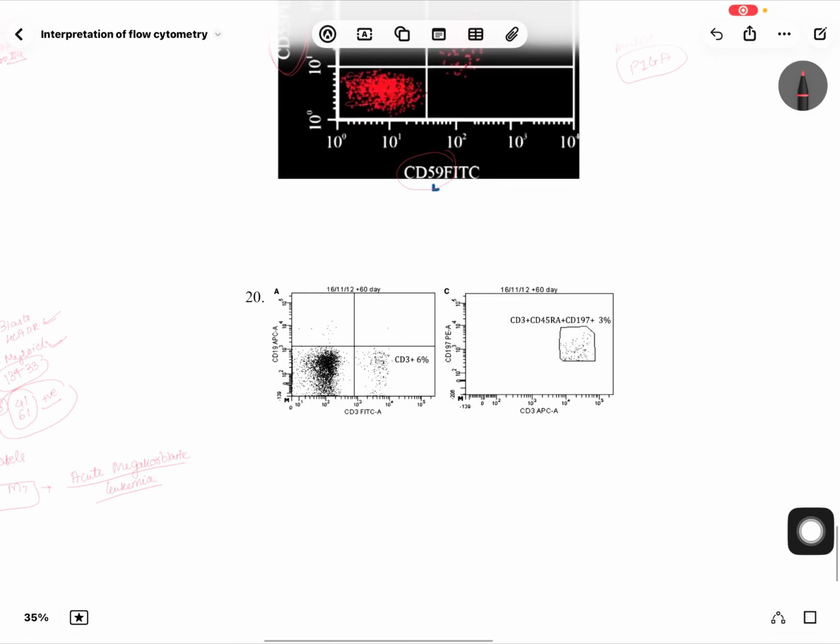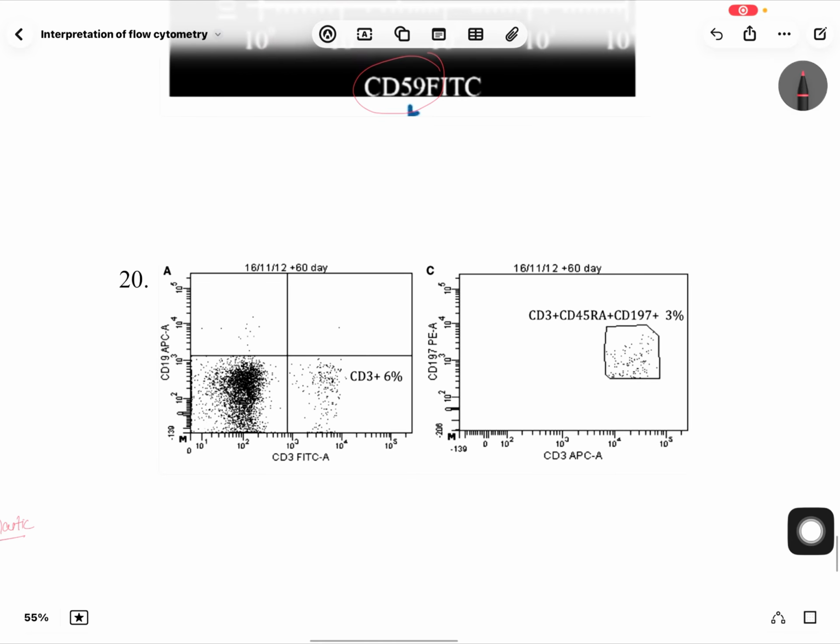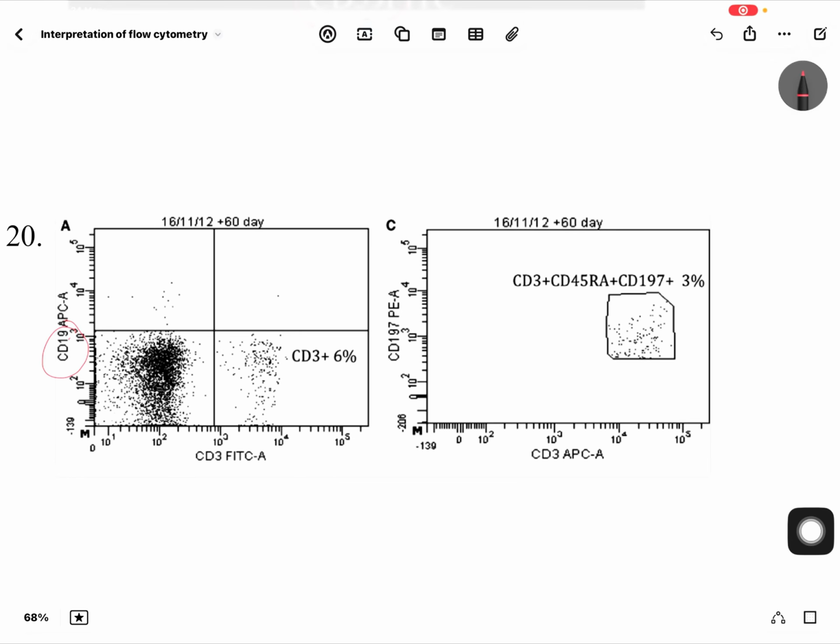Moving on to the next one, that is the 20th one. What is this? CD19 and CD3. CD3 is the king marker of T cell. CD19 is the king marker of B cell. But these are showing little positivity. It is given here only 6% of CD3 is positive. CD1927, do I know anything about that? No, so I just skip it. I'm telling you from an exam perspective.